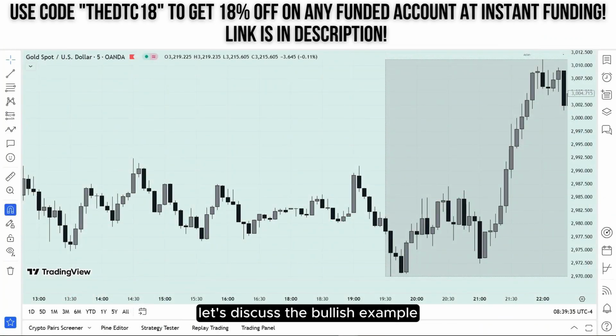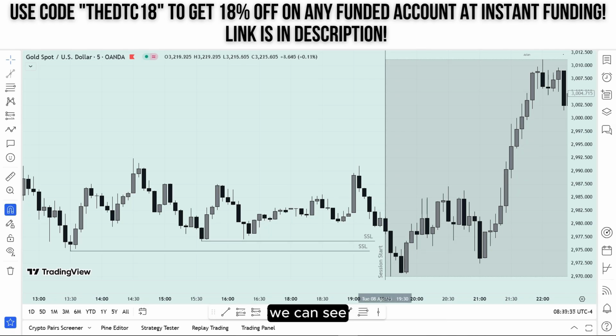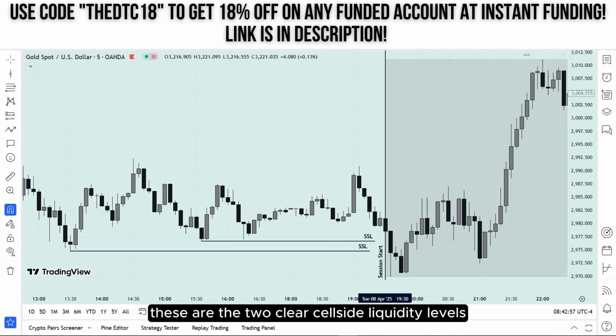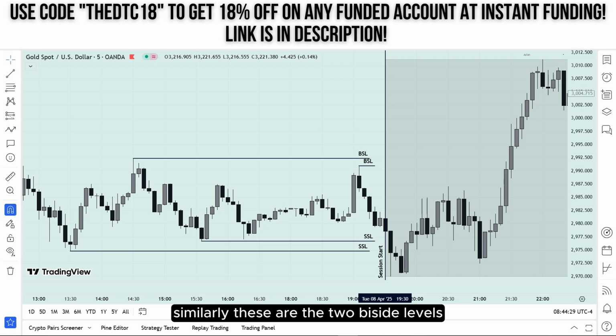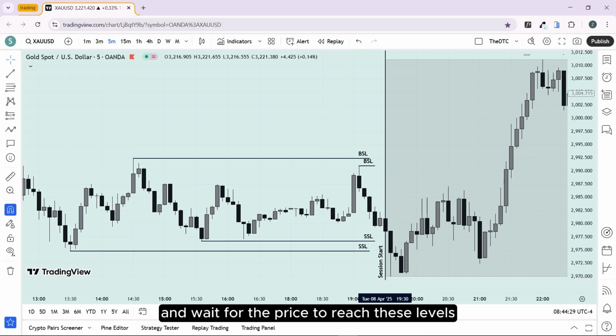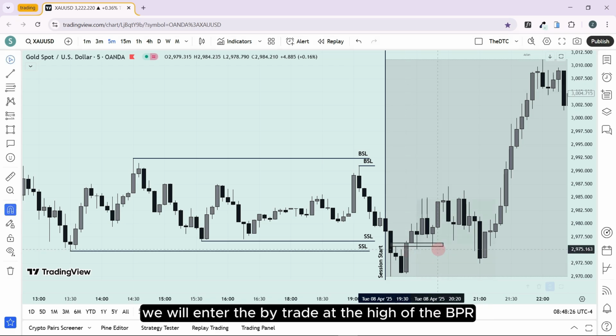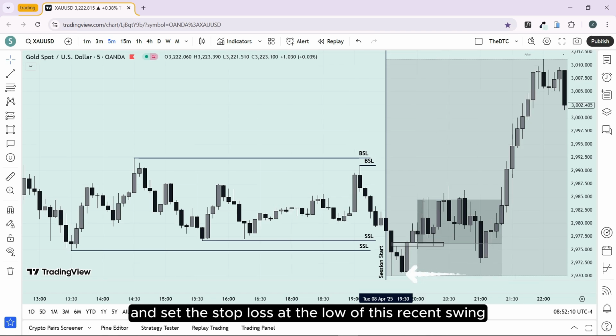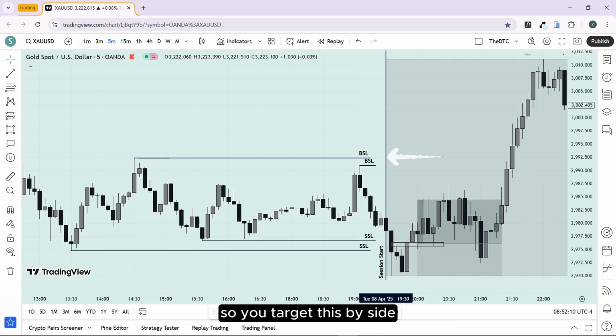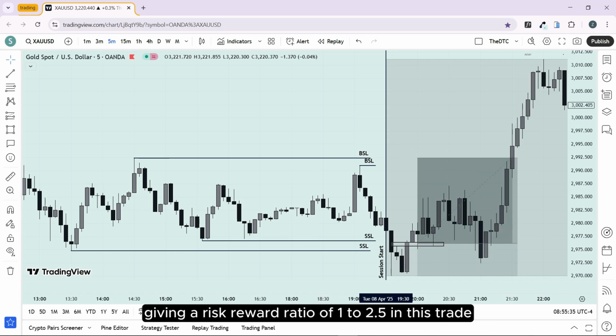Let's discuss the bullish example. At the start of the session, mark the sell and buy side liquidity levels. We can see these are the two clear sell side liquidity levels. Similarly, these are the two buy side levels. We will mark them and wait for the price to reach these levels. We can see, after grabbing the liquidity, price changed its direction and has formed this BPR. We will enter the buy trade at the high of the BPR and set the stop loss at the low of this recent swing low. For take profit, I prefer targeting the opposite side liquidity. So you target this buy side. The price went to our target, giving a risk-reward ratio of 1 to 2.5 in this trade.